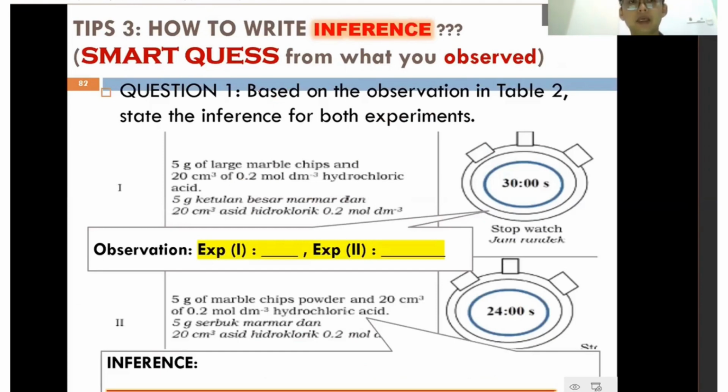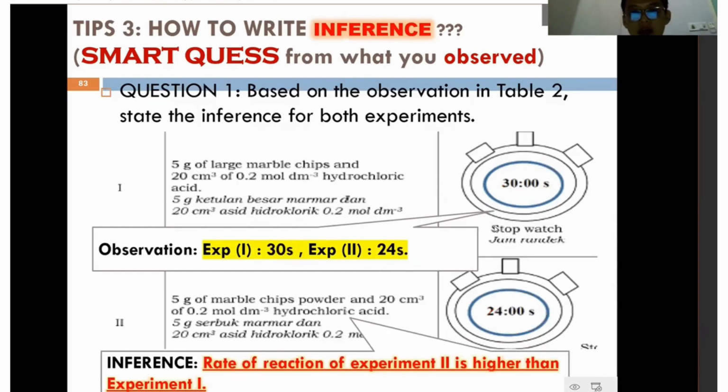Okay, inference. Tip number 3, how to write inference. Just now we said inference is a smart guess of what you observe, an early conclusion. So observation, experiment 1 is 30 seconds. So you write down 30 seconds. Experiment 2, you write down 24 seconds. So what is your inference? From that time, you can make a smart guess. So inference means 30 seconds compared to 24 seconds. The reaction how? Which one, the rate of reaction, which one is higher? So you must do the smart guess. The rate of reaction of experiment 2 is higher than experiment 1. Very simple.